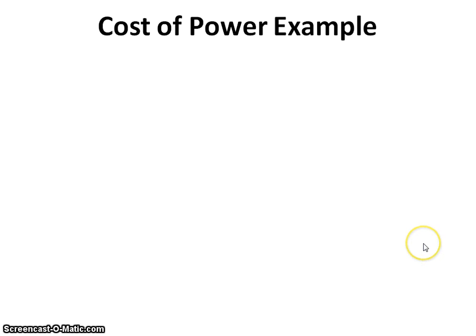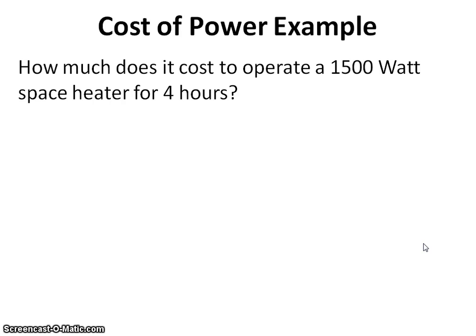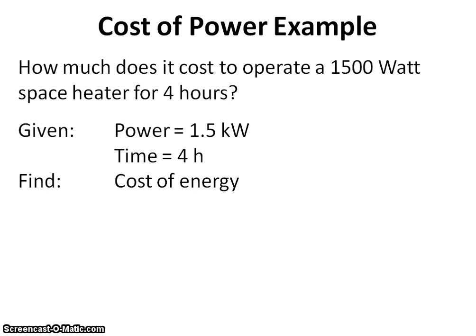So let's do a cost of power example problem. For example, let's say, how much does it cost to operate a 1500 watt space heater for 4 hours? The way that I'd like you to set this up is to list the given information and to identify what it is that you need to find. So what we're given here is that the power is equal to 1.5 kilowatts. So I've converted the 1500 into kilowatts. And the time is 4 hours. And notice I'm not converting the hours into seconds, and I'm going to keep kilowatts as kilowatts because I'm anticipating multiplying these two things together.